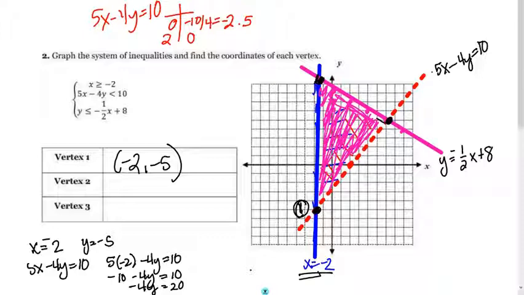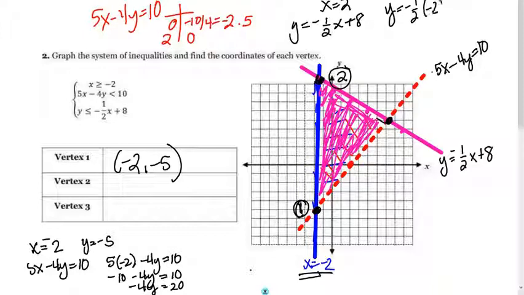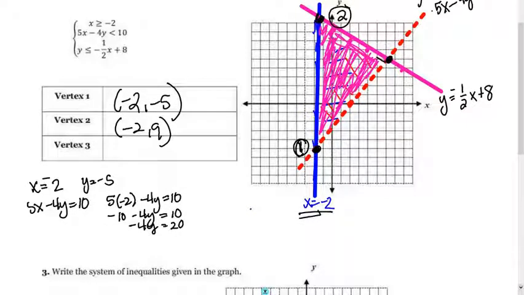I will do this one next because this is where x equals negative 2 meets y equals negative 1/2 x plus 8. So I'm going to substitute negative 2 in for x. Negative 1/2, and I keep saying positive 2, but it is negative 2, times negative 2 equals 1. So y equals 9. So my next one, negative 2, 9. And that's up here, right? You can see it. It's on the picture. It makes sense.